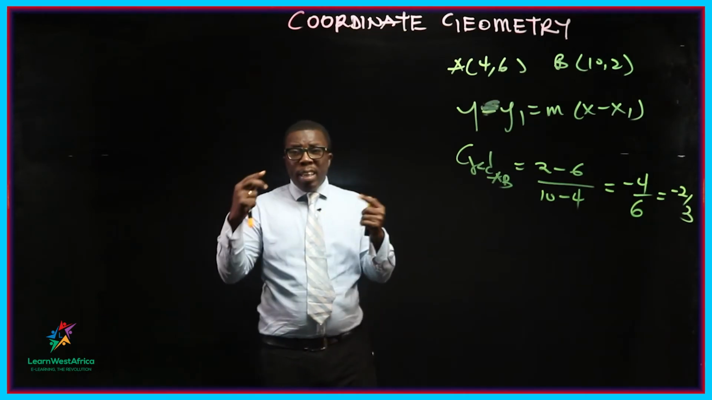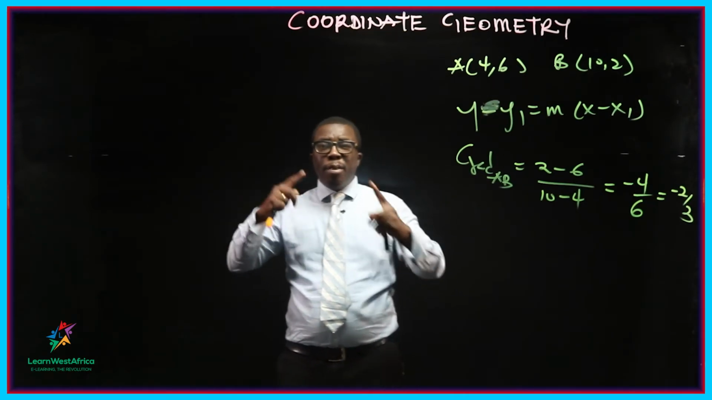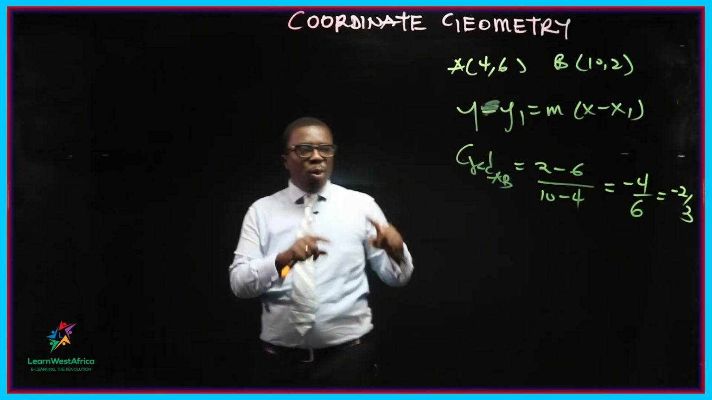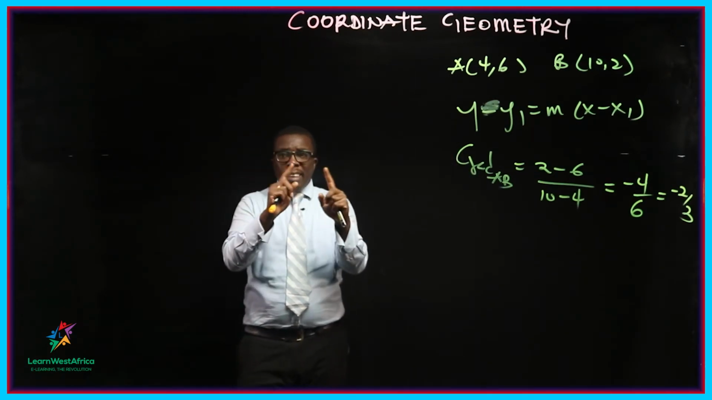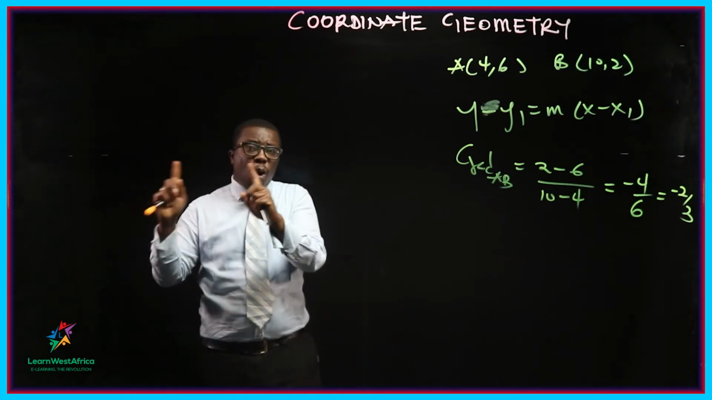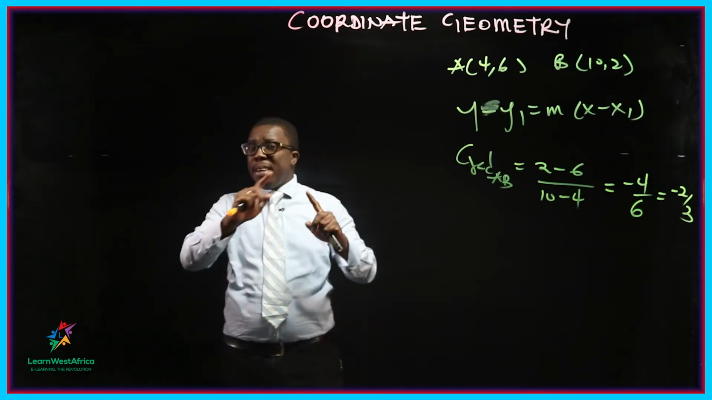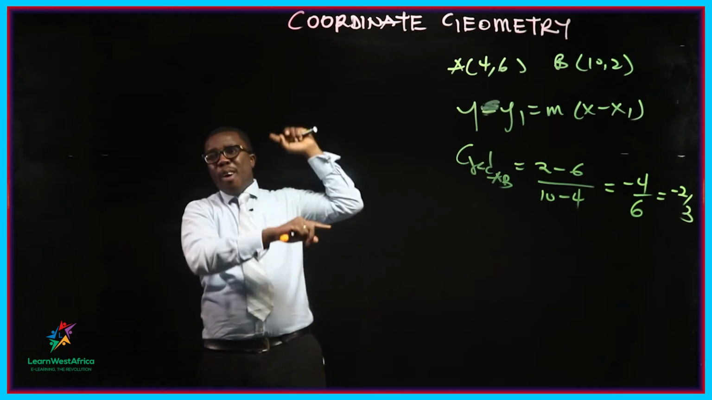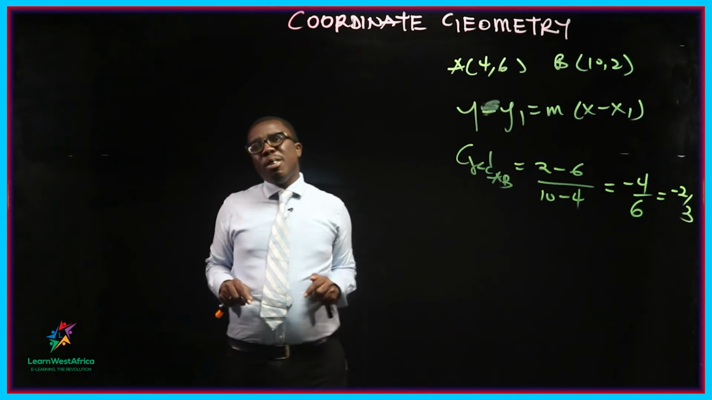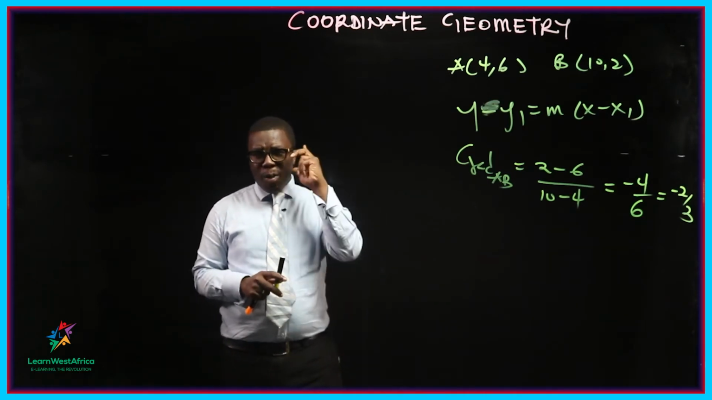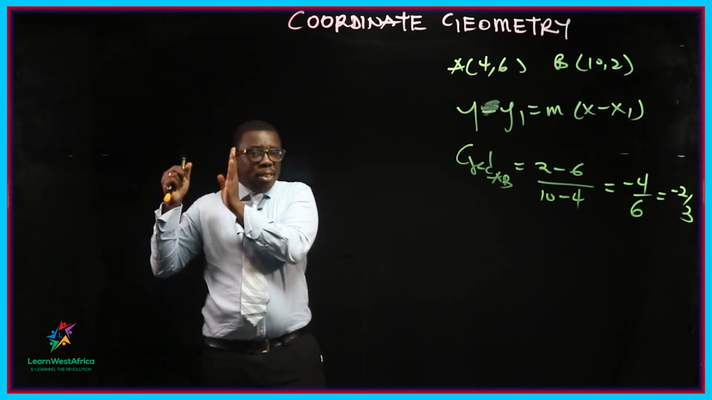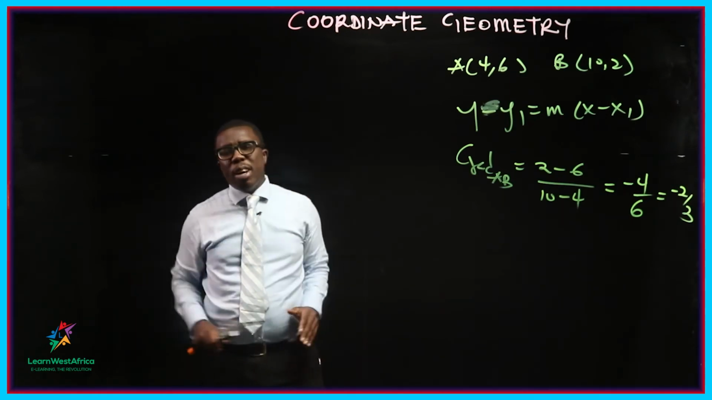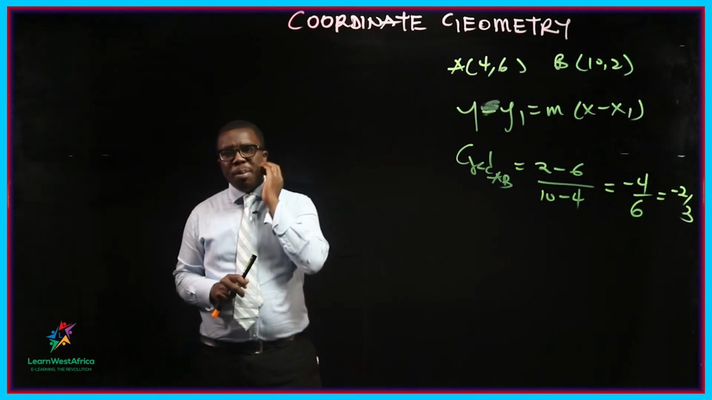So we know that if two lines are perpendicular, the gradient of one is the negative reciprocal of the other. We want to find the gradient of the perpendicular bisector to AB, and we now know the gradient of AB, so we will just take the negative reciprocal of that gradient. That will give us the gradient of the perpendicular bisector. Remember, finding the gradient of the bisector is crucial in trying to establish the equation of the perpendicular bisector too.